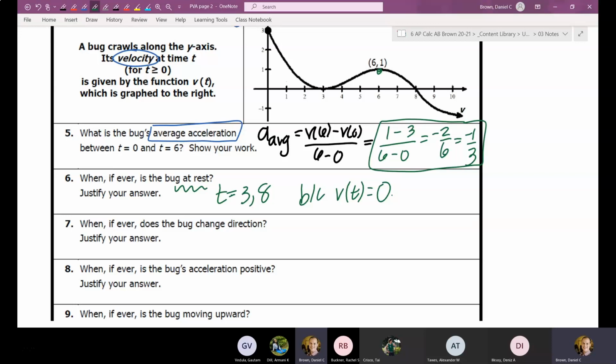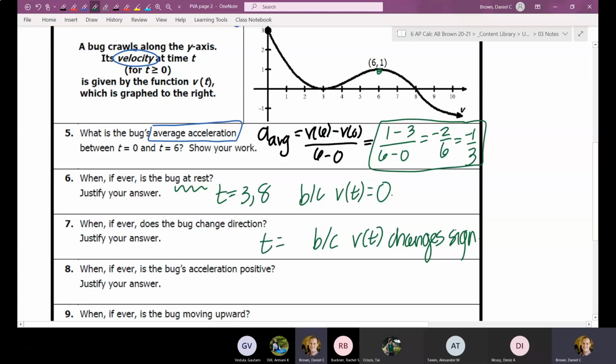So if I'm going to say it's changing direction, what are we talking about is changing? The what with velocity? Someone said it. The sign of velocity. So when, if ever, does the bug change direction? Again, if I want to do the justification first, it will be because v of t changes sign. If this was an algebraic problem, this would be one where we would make a sign chart, but we can just kind of look at this. When, if ever, do we see a t-value where the sign of the velocity changes? 8. And it's just 8.